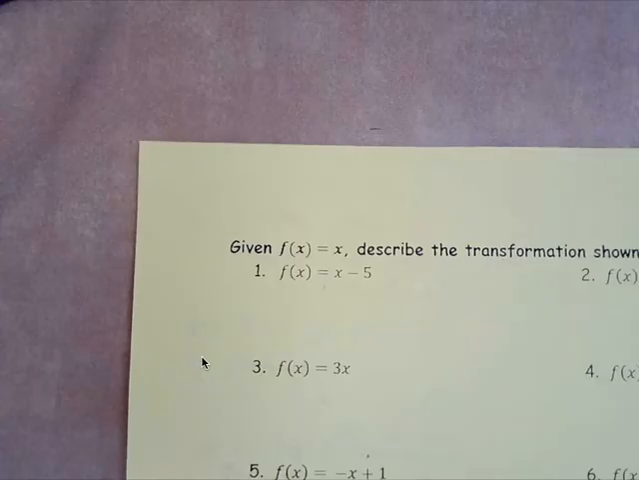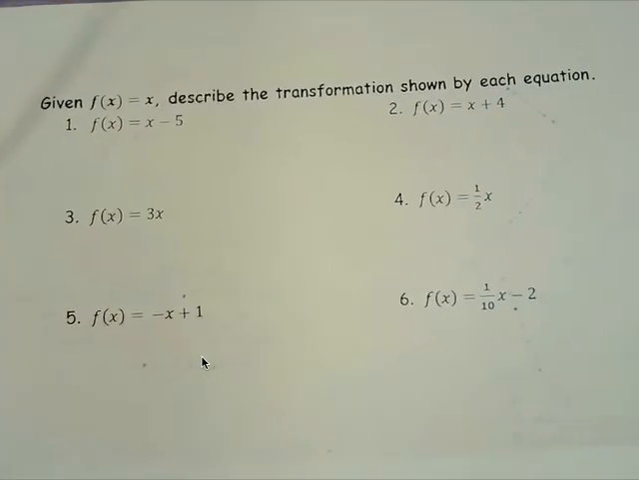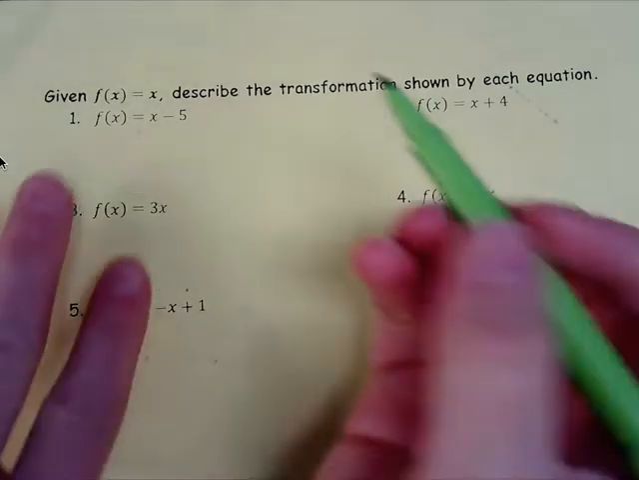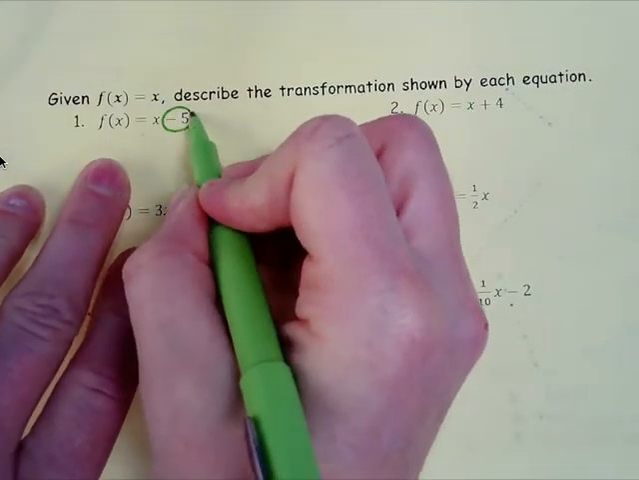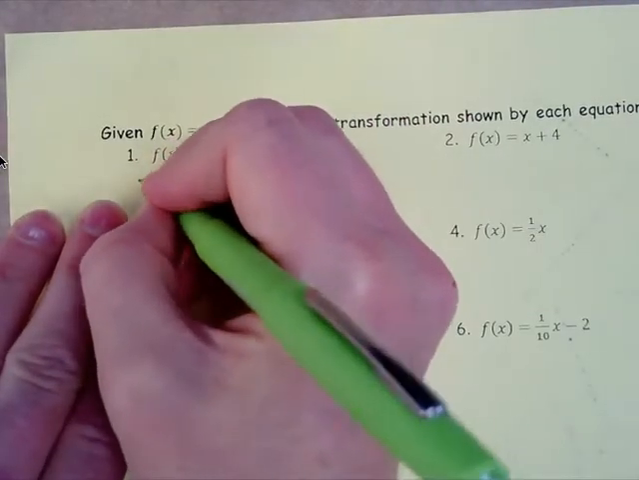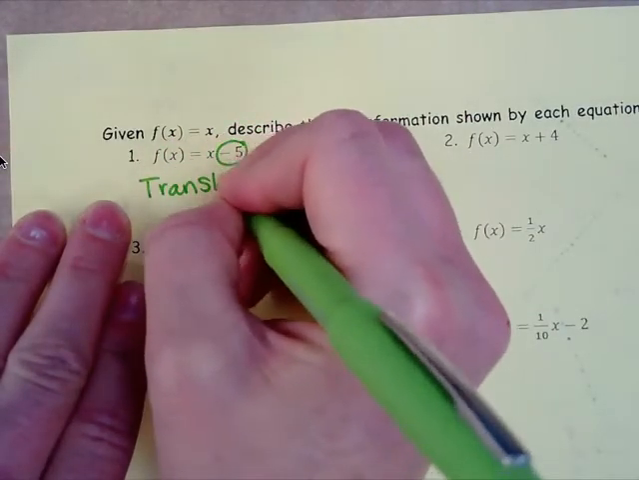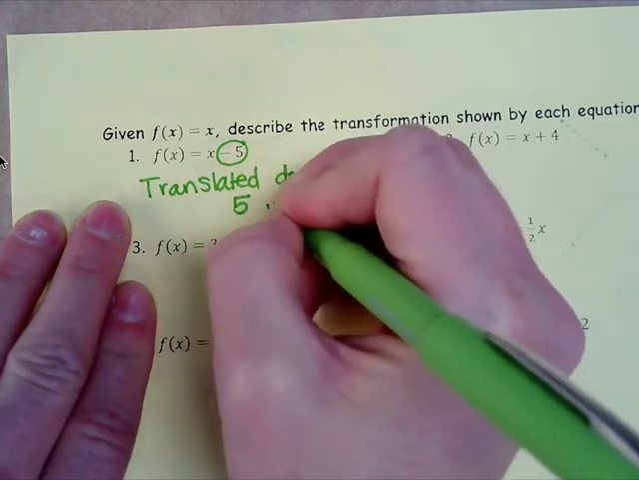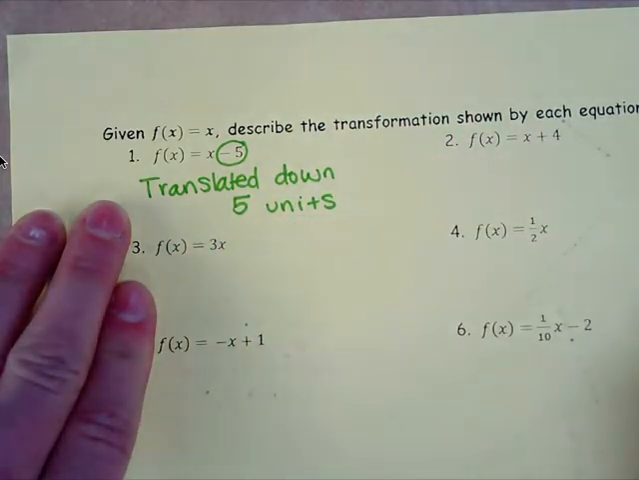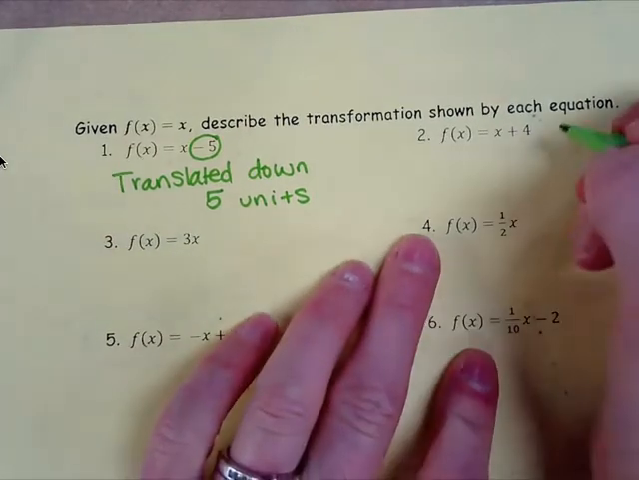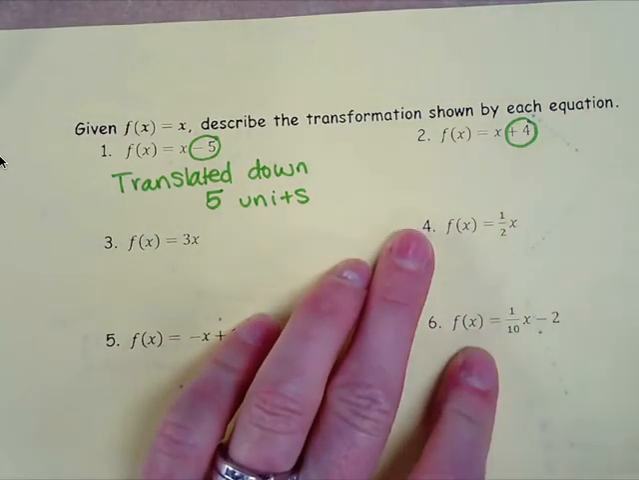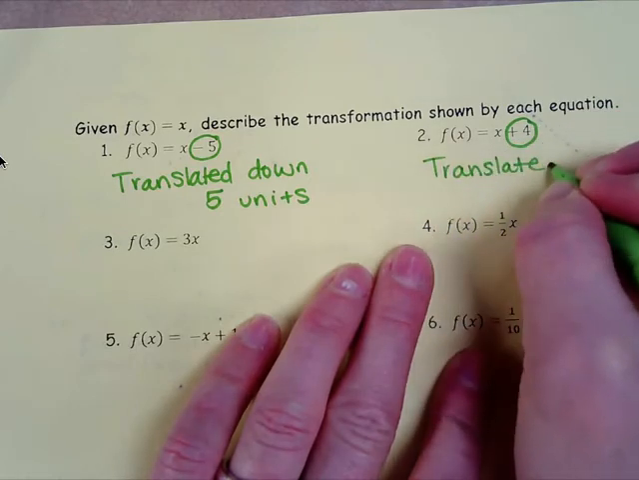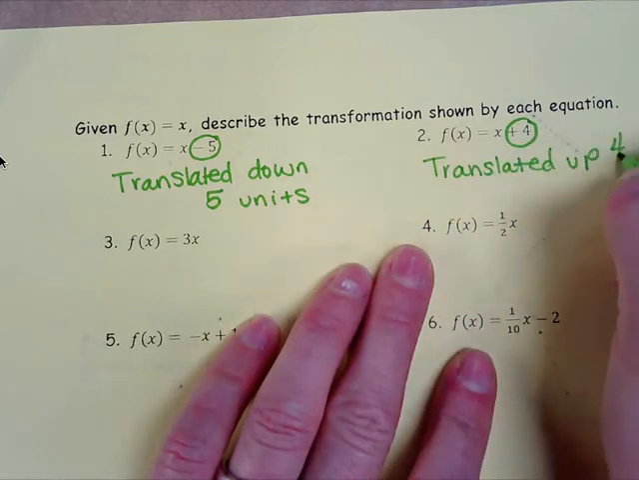So let's look at the foldable and let's see how the equations were transformed. So this has a -5. So that means it was translated down 5 units. Next one, the only thing that changed is the +4. So that means it's up. Translated up 4 units.